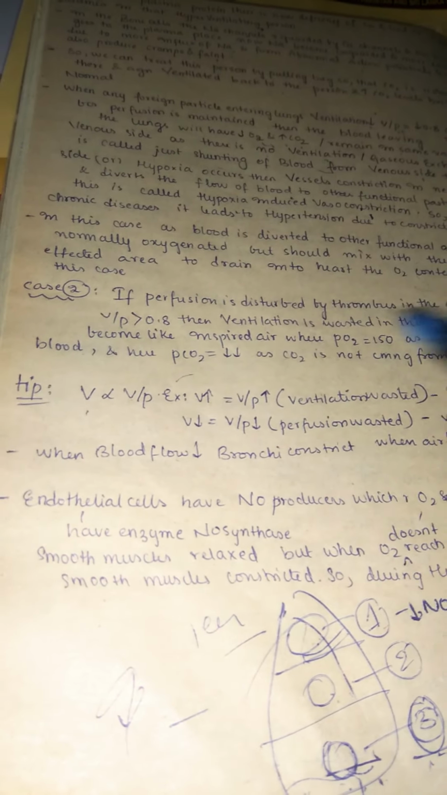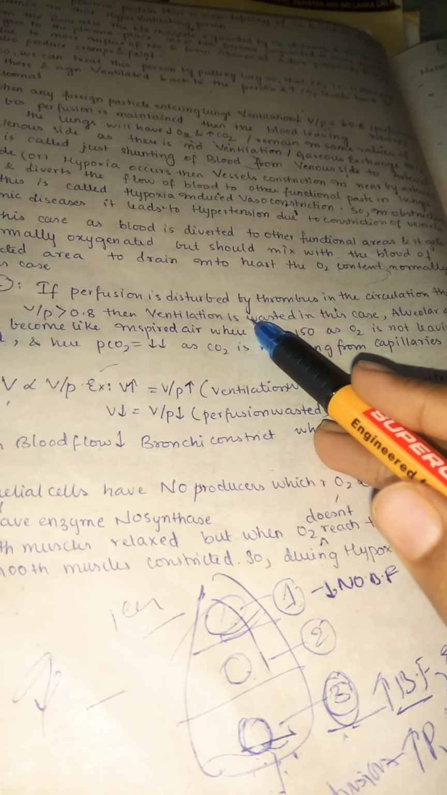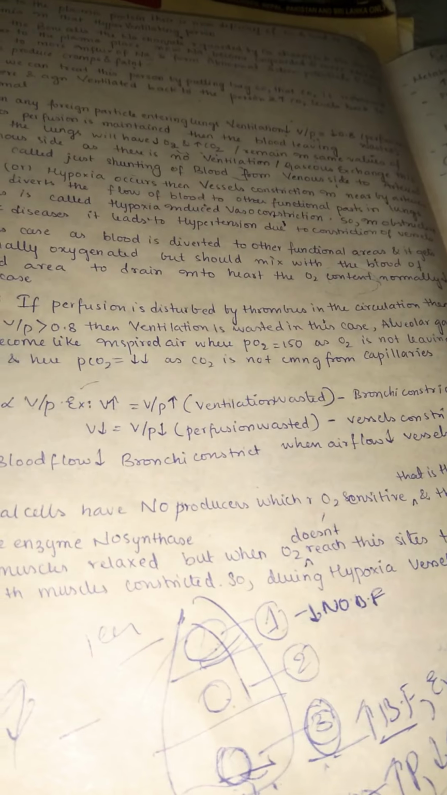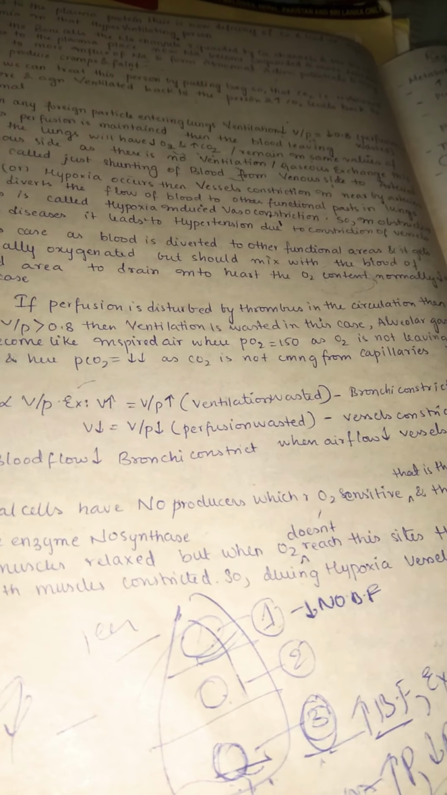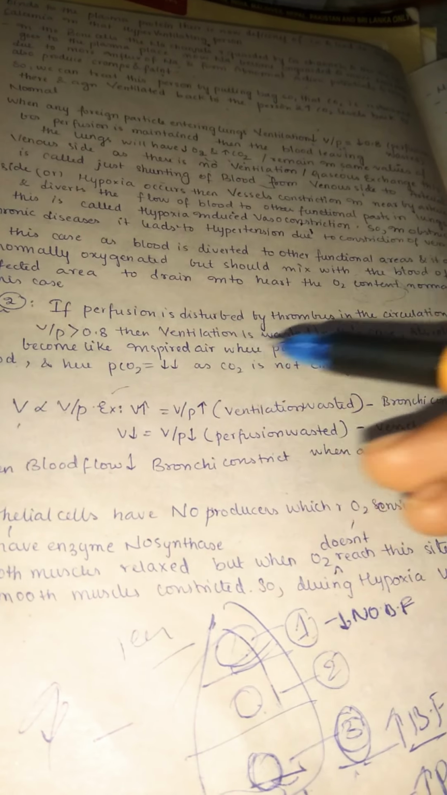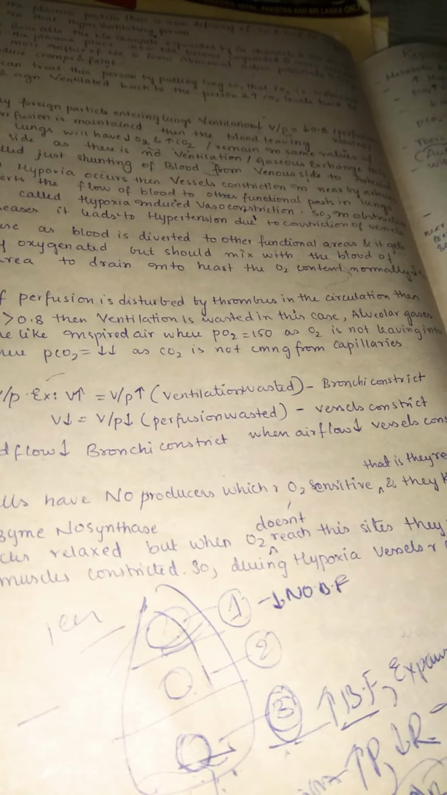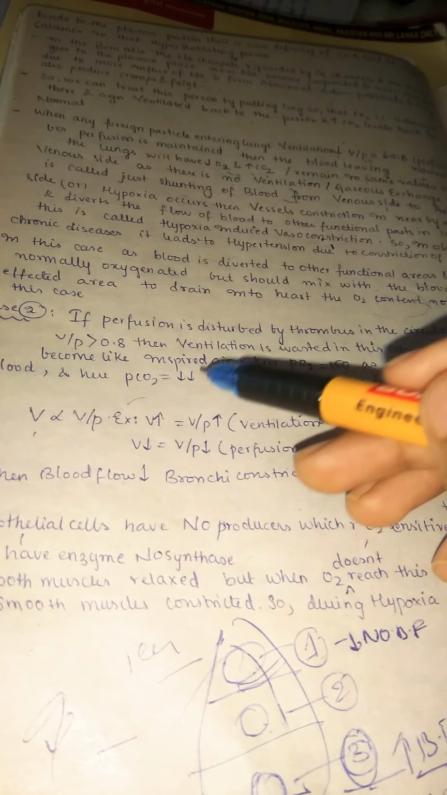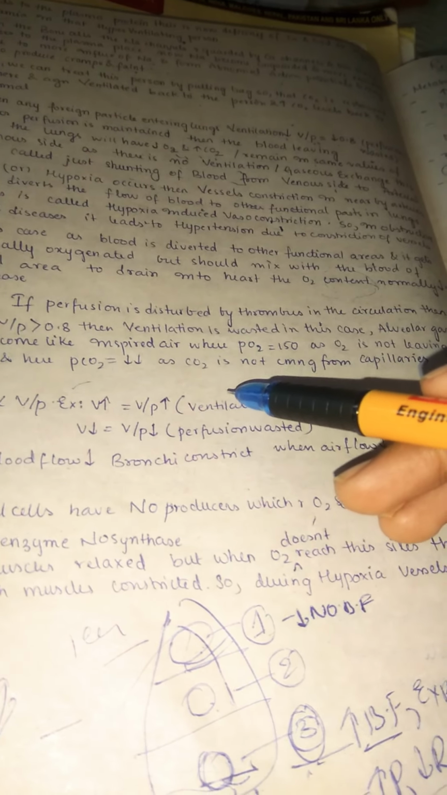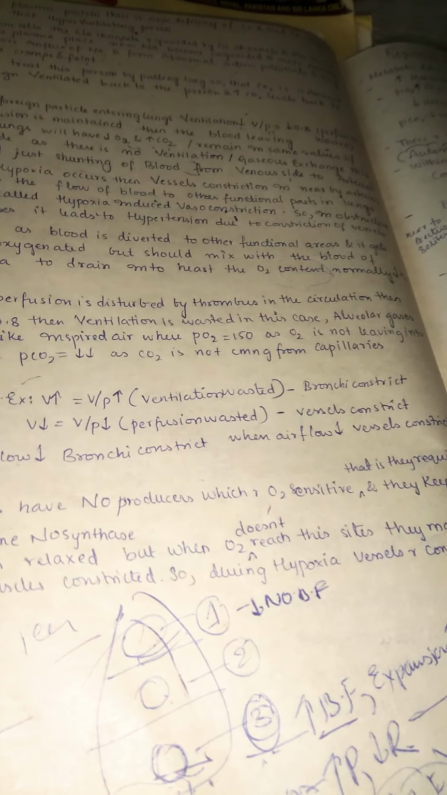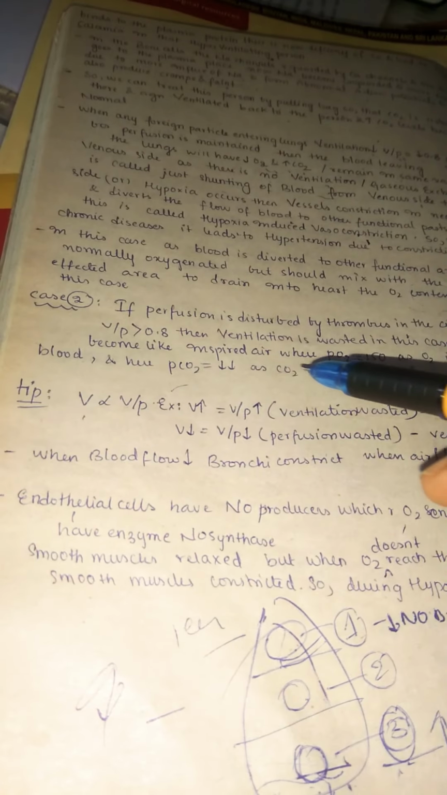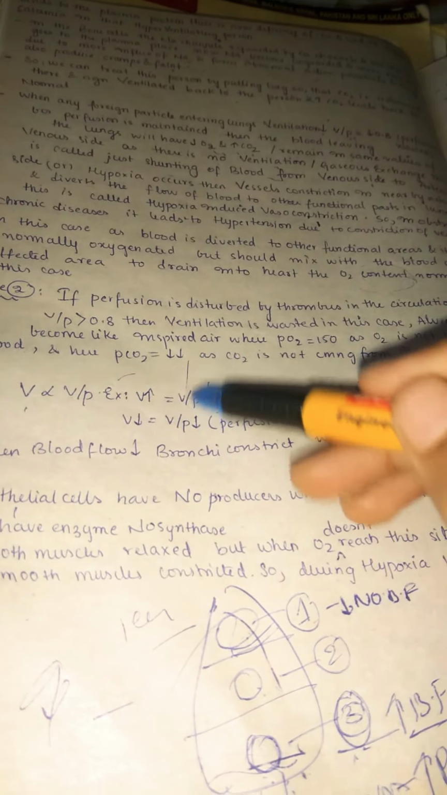So now let us see case 2. If perfusion is disturbed by thrombosis, like some thrombus has come, perfusion is decreased but ventilation is high, meaning ventilation is wasted. Then the ventilation perfusion ratio will be greater than 0.8, right? So ventilation is wasted in this case. The alveolar gas becomes like inspired air, with oxygen equal to 150, as oxygen is not leaving into the blood, and carbon dioxide decreases as carbon dioxide is not coming from the capillaries.